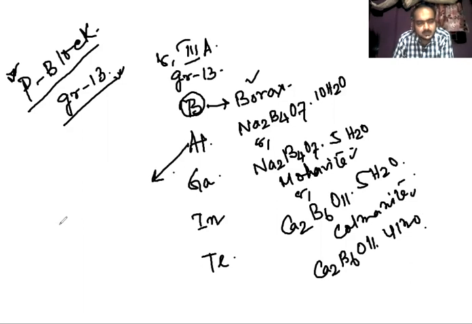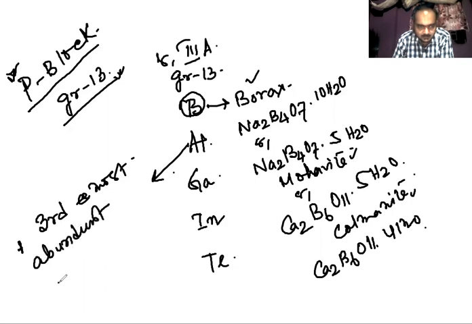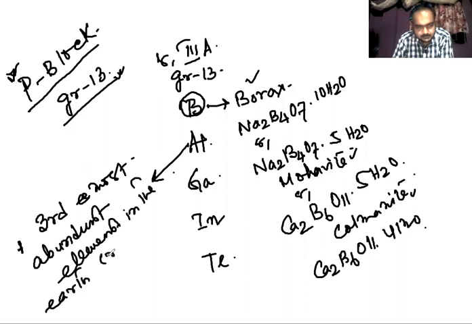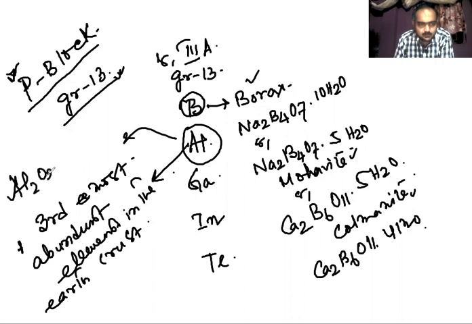Aluminium, actually, is more abundant in the earth crust. It is the third most abundant element in the earth crust. Actually, aluminium is found generally in Al2O3.2H2O. This is bauxite.